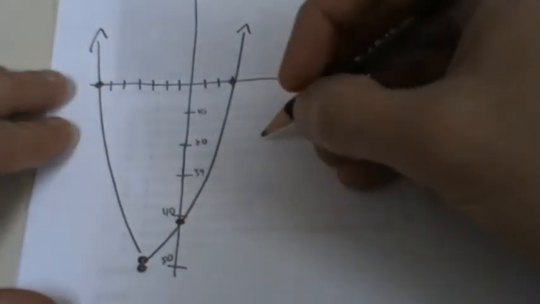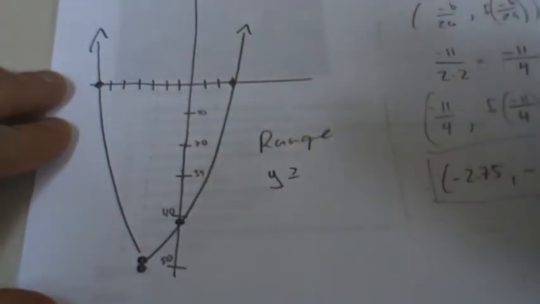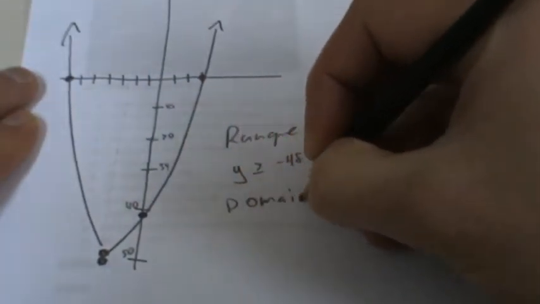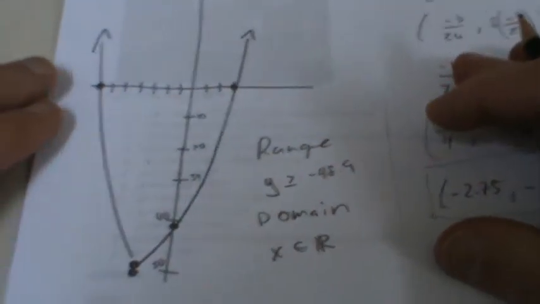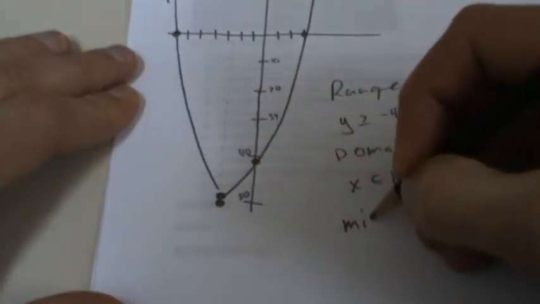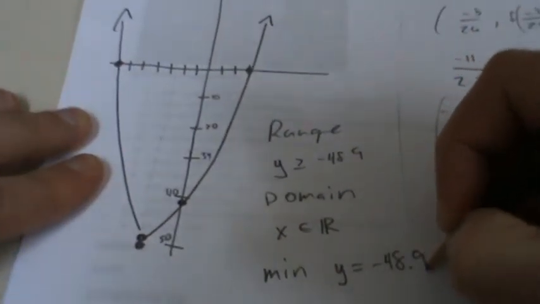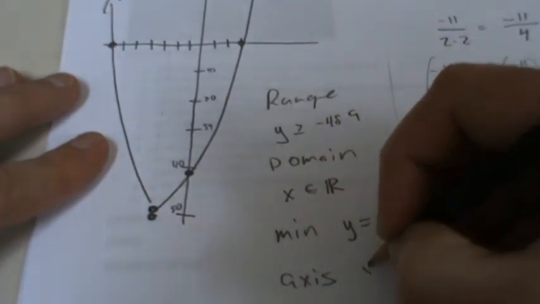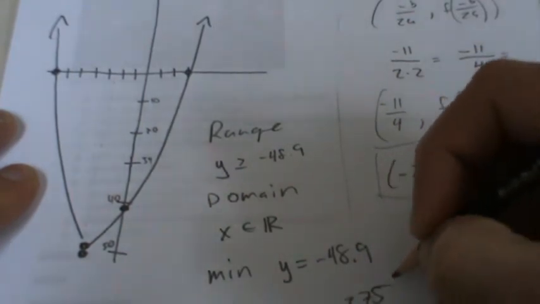And so now it looks like my range is y is greater than or equal to negative 48.9. My domain, x is an element of the real numbers. My minimum is y equals negative 48.9, and my axis is x equals negative 2.75.